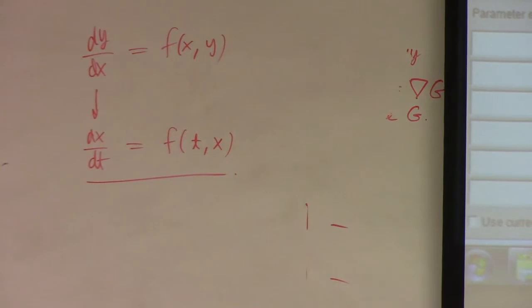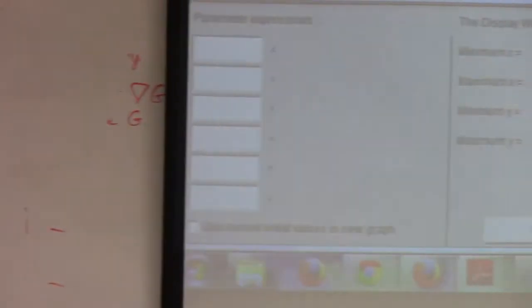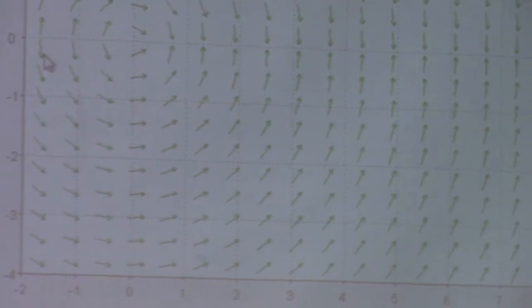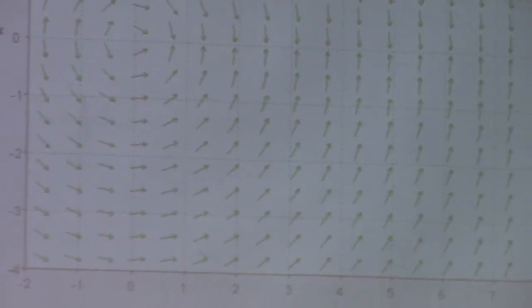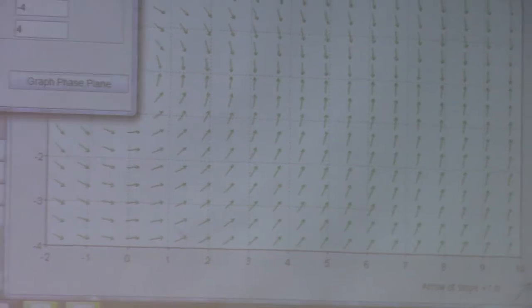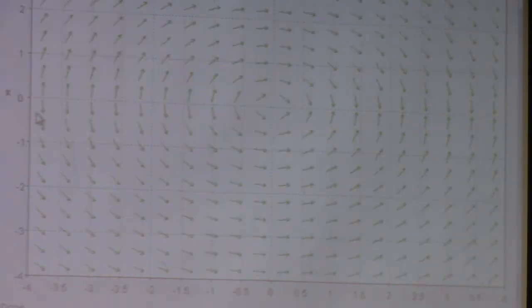And so I have, in here, already put the differential equation we started with today, which was what? Negative x over y, right? Let me make it symmetrical here. Graph my phase plane.